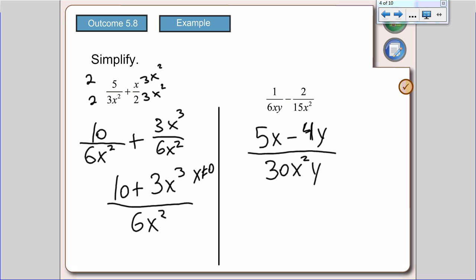Go back to your original question. What can't x be and what can't y be? 0. Do you have to put it for both variables? Yeah, you got to put it for both. Just a little refresher.